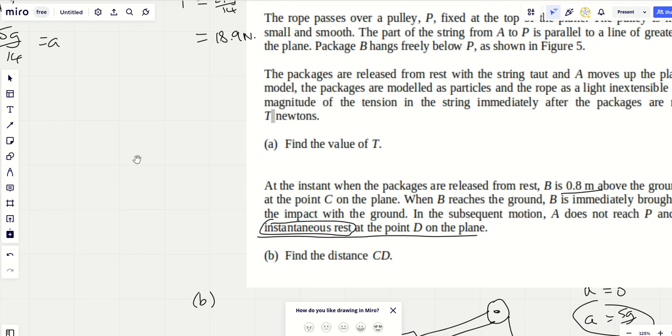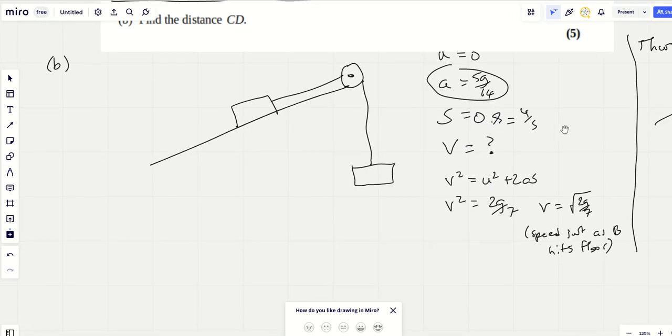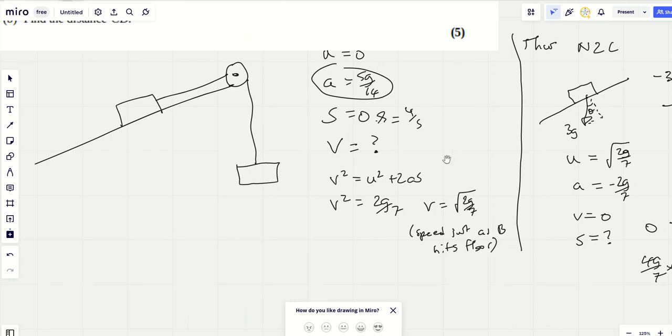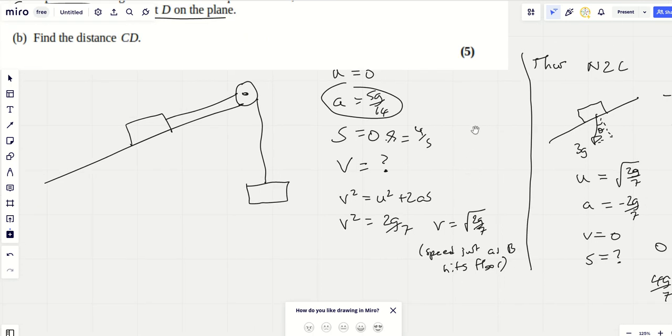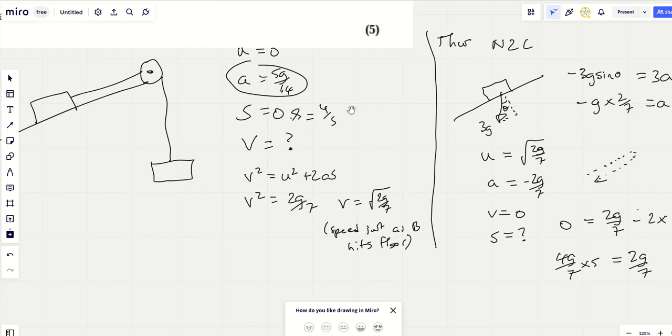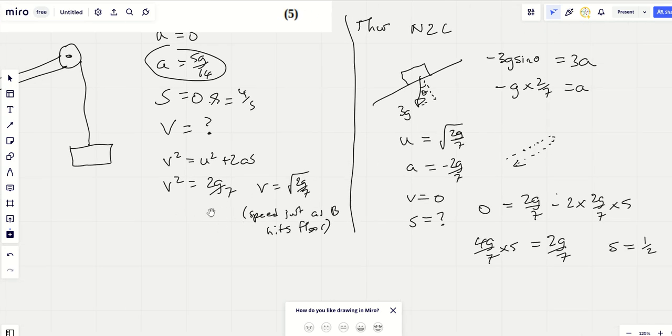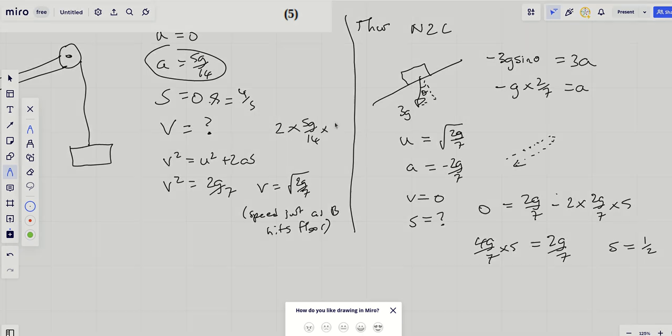I think what it is, I've got 5g over 14 there, 5g over 14 here. Yeah, because 5g over 14 is correct. This is correct. This is correct. Okay, let's just check that bit then. 2 times 5g over 14 times 4/5. I think I just missed out the 2 here. I think that's what it was. 2 times 5g over 14 times 4/5. They cancel. That's 2g over, 4g over 7.